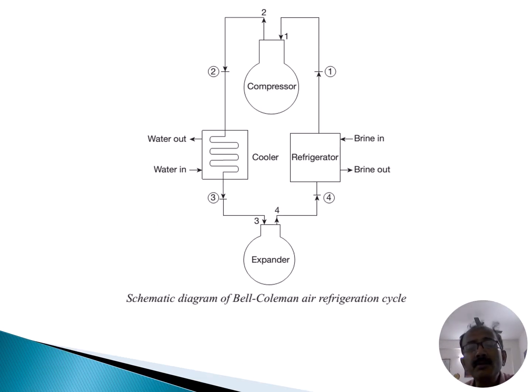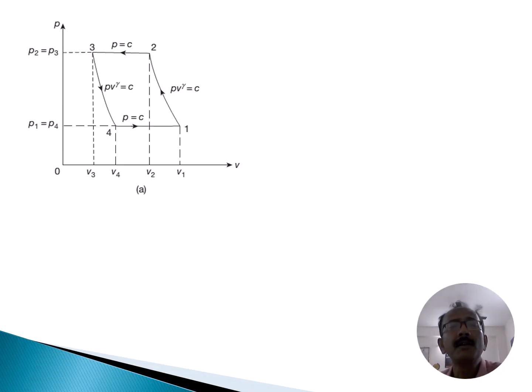So this is the schematic diagram of the Bell-Coleman air refrigeration cycle. 4 to 1 is the refrigeration part. After compression, the compressed refrigerant enters the cooler, and after cooling, the refrigerant enters the expander for expansion. After expansion, it enters the refrigerator. So this is a cyclic process.